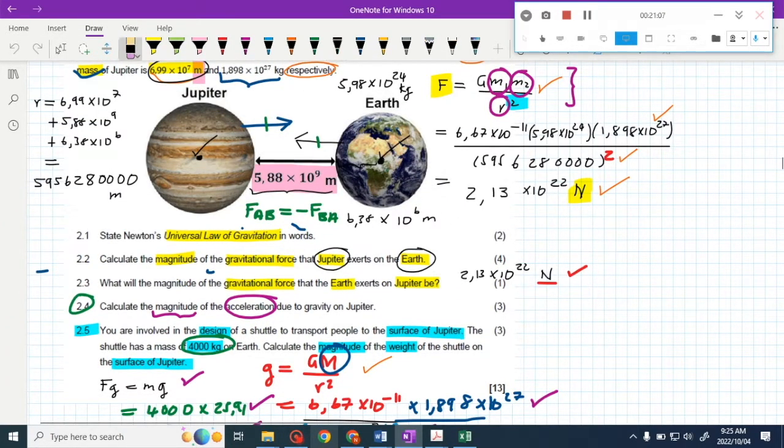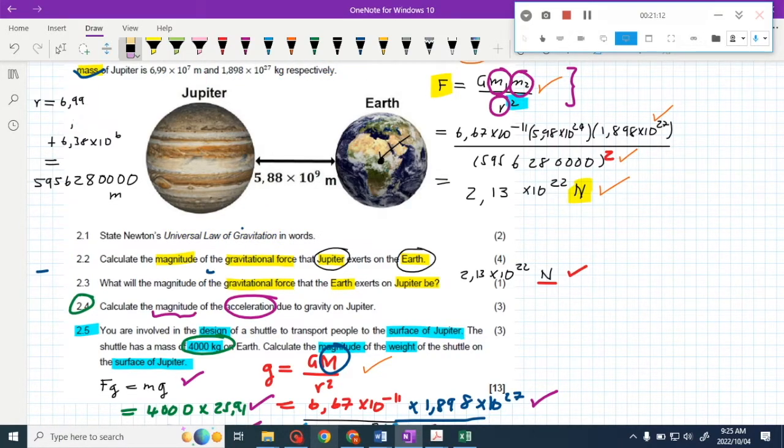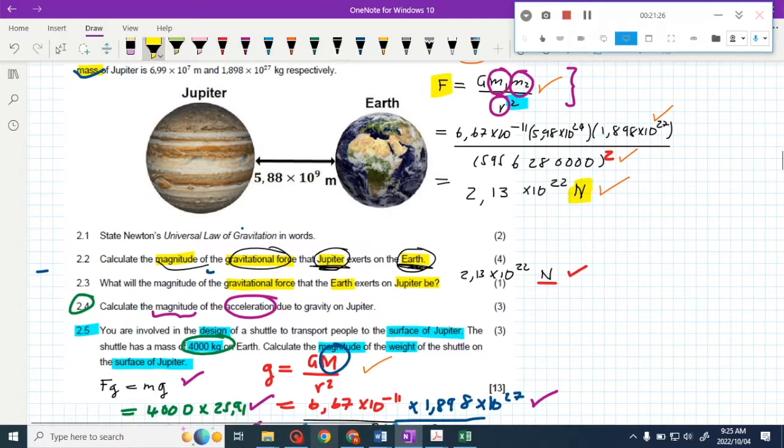So in this problem, can you see we have Jupiter and we have Earth? One of the questions says, calculate the magnitude of the gravitational force that Jupiter exerts on Earth. Okay, now to calculate that, we need the mass of the Earth, the mass of Jupiter, and then we need the distance between their centers squared. So how I got this number over there is, I said, this is from the surface to the surface, but I need the distance from the center to the center.